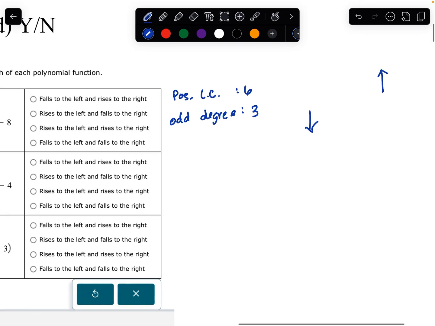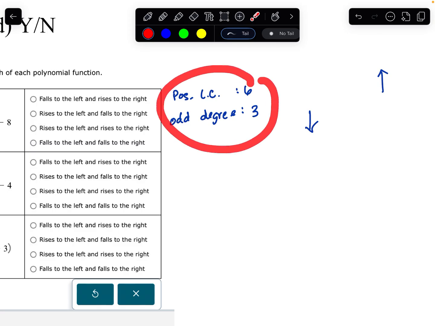So on your notes, if you check the 3.1 notes, you should have this information. And if you don't have your notes filled out, then you can look at my notes on Canvas. There is a page that has all the options. There's only 4 ways that it can go. It can fall on the left and rise on the right. It can rise on the left and rise on the right. It can rise on the left and fall on the right, or it can fall on the left and fall on the right. So only one of those 4.